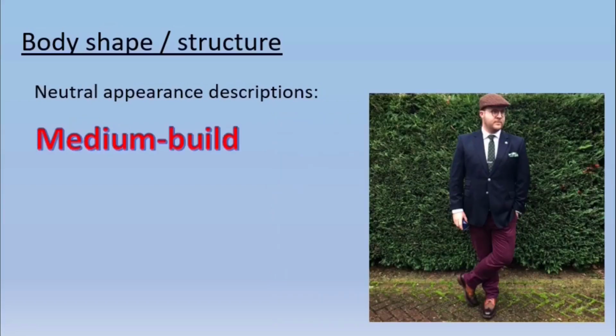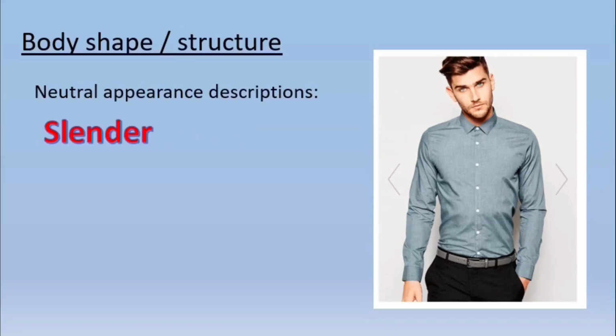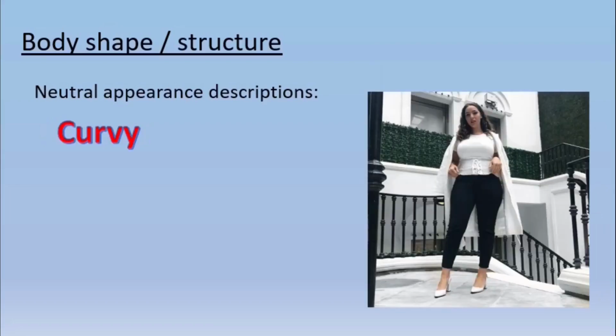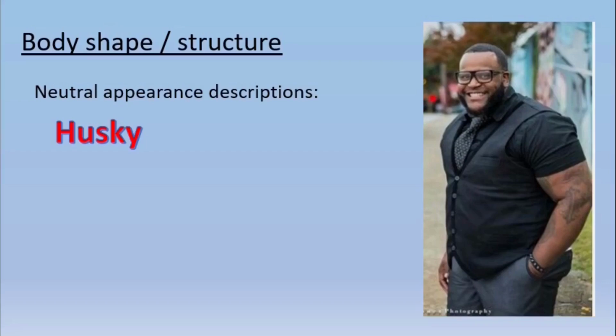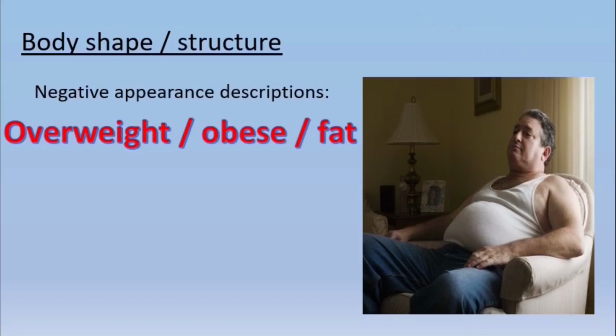Now let's look at some more neutral appearance descriptions. Medium build. He is medium build. Slender. He is slender. Curvy. She is curvy. Husky. He is husky.